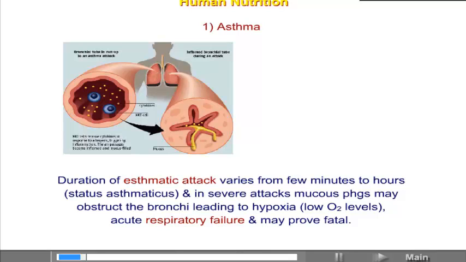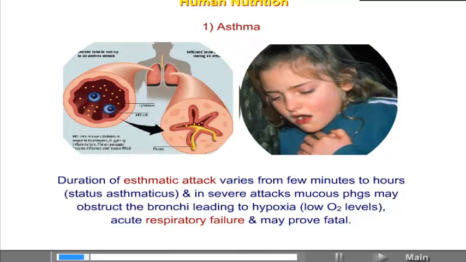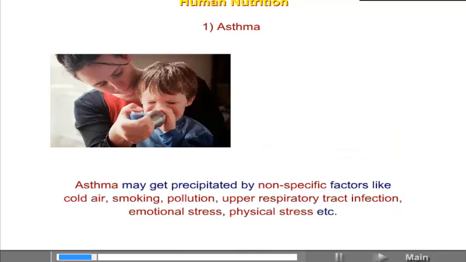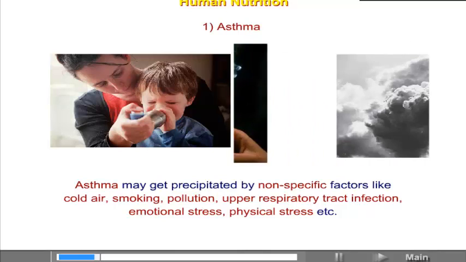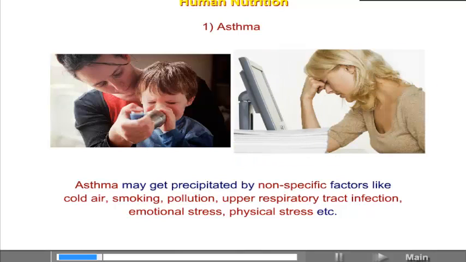Duration of an asthmatic attack varies from a few minutes to hours. In status asthmaticus, a severe attack, mucus plugs may obstruct the bronchi, leading to hypoxia, that is low oxygen levels, and acute respiratory failure, and may prove fatal. Asthma may get precipitated by non-specific factors like cold air, smoking, pollution, upper respiratory tract infection, emotional stress, physical stress, etc.